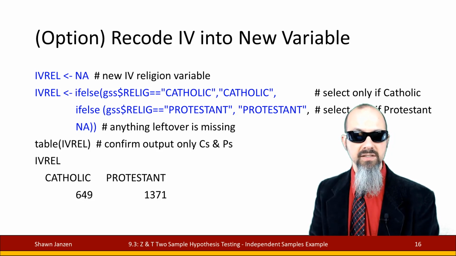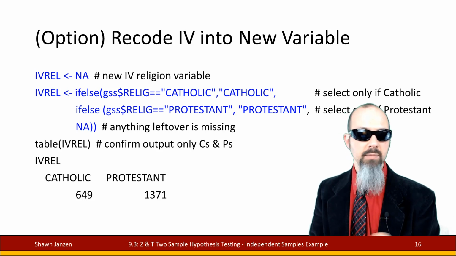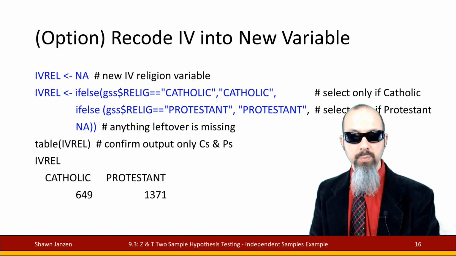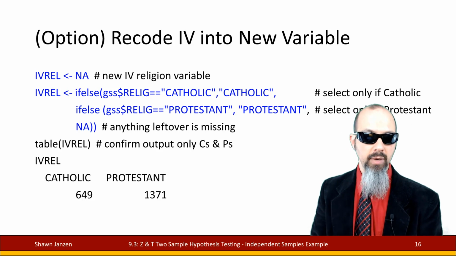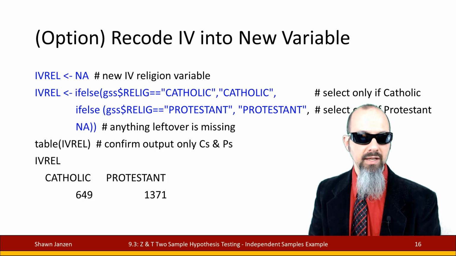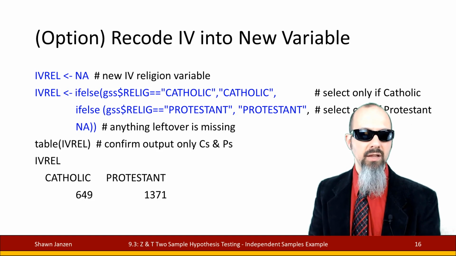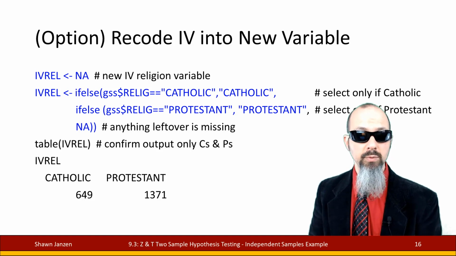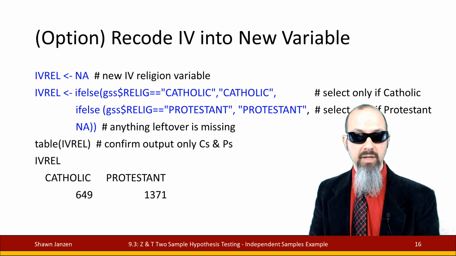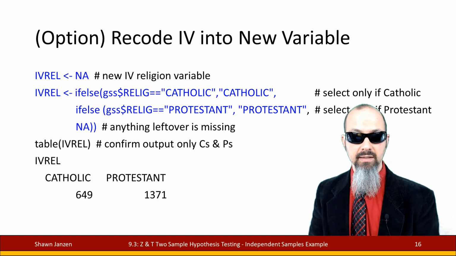So I'm using an if-else statement to say if it's Catholic in religion, make it Catholic in ivrel. And if it's Protestant in religion, make it Protestant in ivrel. And then make everything else missing. That's going to take all of the other religion groups and kick them out, force them to be missing. So we only have 2 groups in the hard coding. I run a table on ivrel, and it shows that I have only the Protestants and the Catholics.